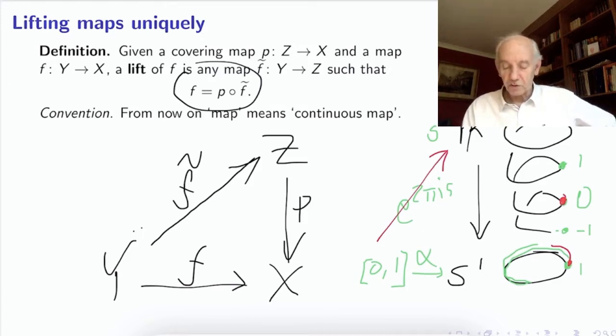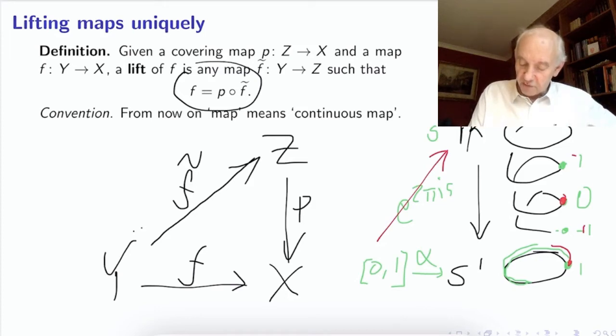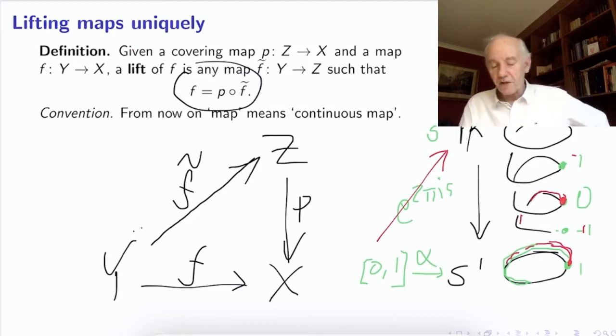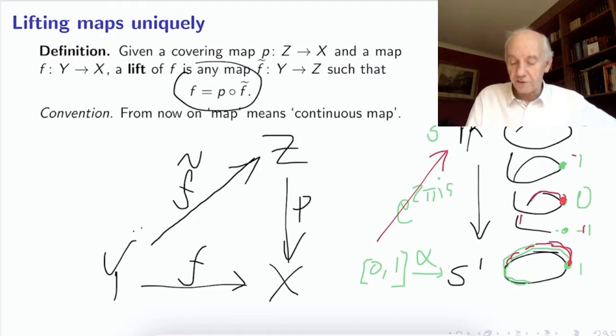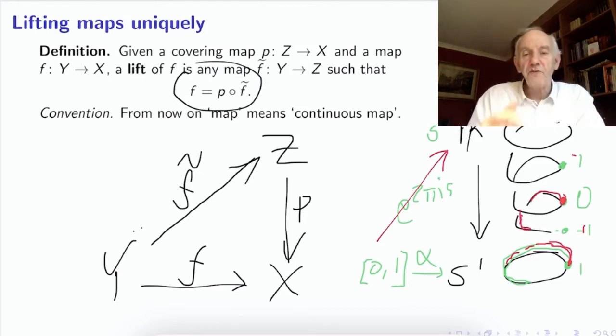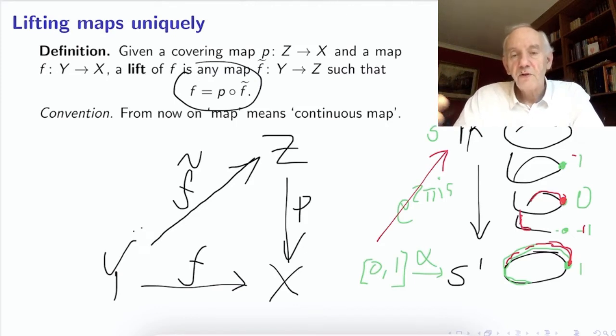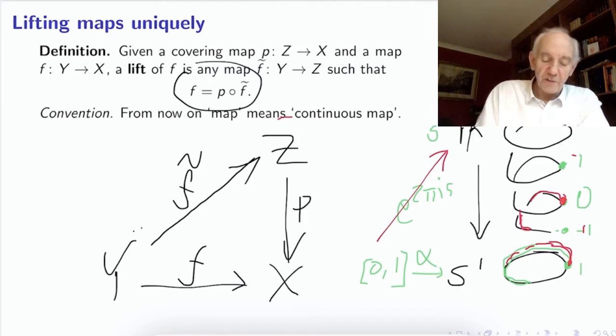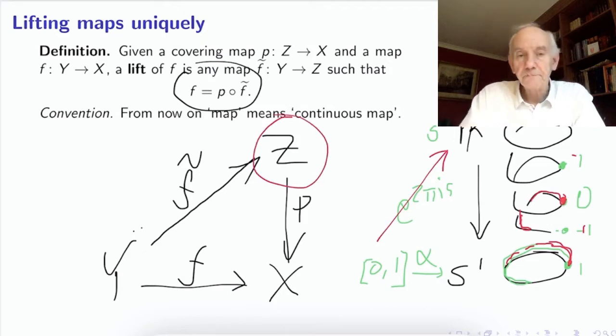I've drawn this the wrong way, I guess. Maybe this should be -1 and this should be +1, the way I've drawn it. Sorry about that. So if I want to go over this point, I have to go in this direction to follow exactly this curve, and I don't really have any choice about what I do. So that's the idea, that you can uniquely lift, in this case, a path to Z, which is called the covering space.